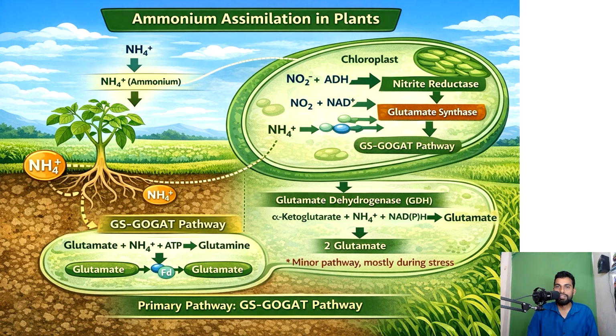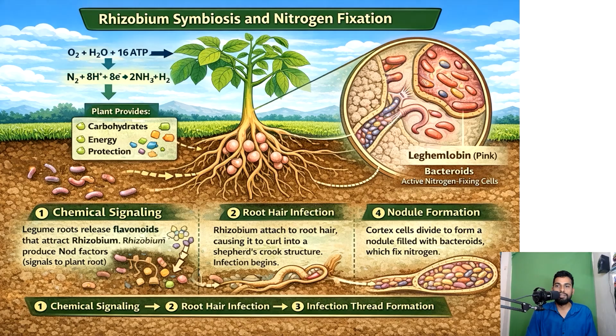Ammonium assimilation in plants. We have seen it in an earlier slide. So that applies here. Glutamate merges with ammonium using energy and forms glutamine. So we have seen this earlier. So this is ammonium assimilation. Plants cannot utilize atmospheric nitrogen. But why?